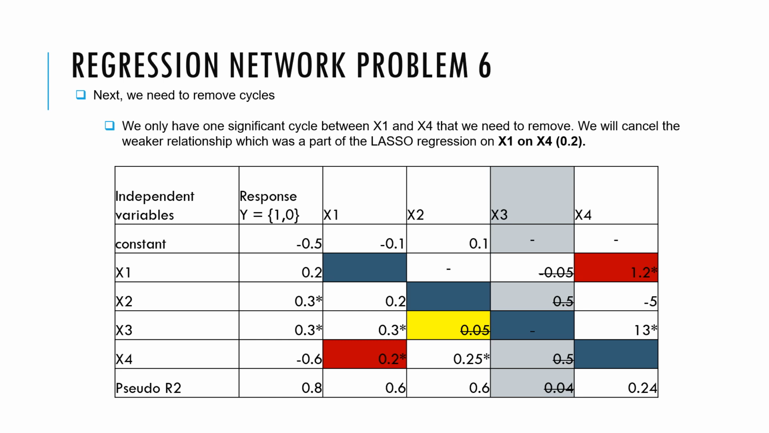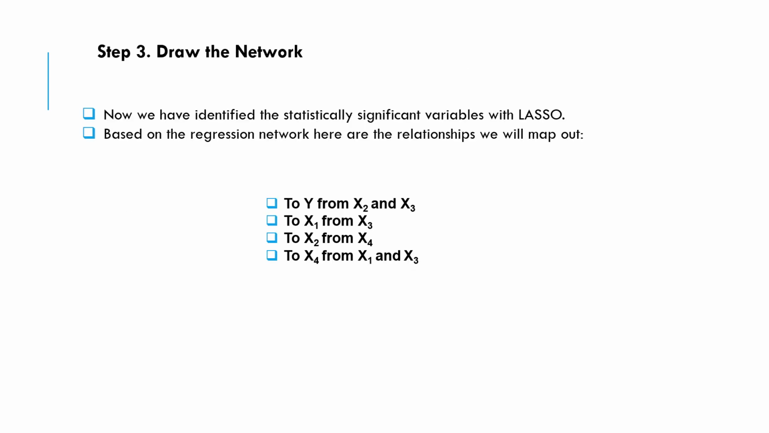So we only have one significant cycle that needs to be removed for our next steps. So x4 to x1 and x1 to x4, we have two significant relationships here in direct causes. And the weakest one is 0.2 for x1 maps to x4 compared to x4 mapped to x1. So we will only keep x4 to x1, which is 1.2. Now we have the statistically significant variables from our lasso regressions. The next step will be to draw the network based on the results.